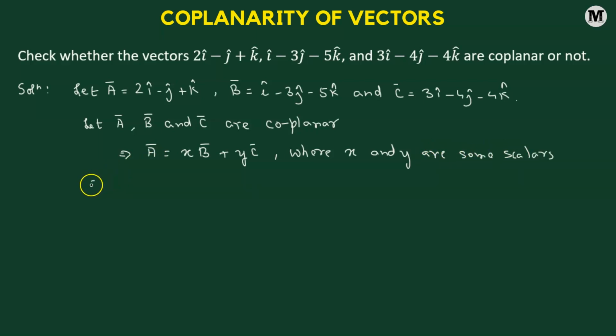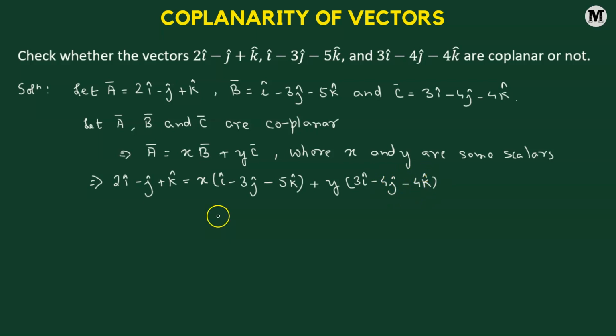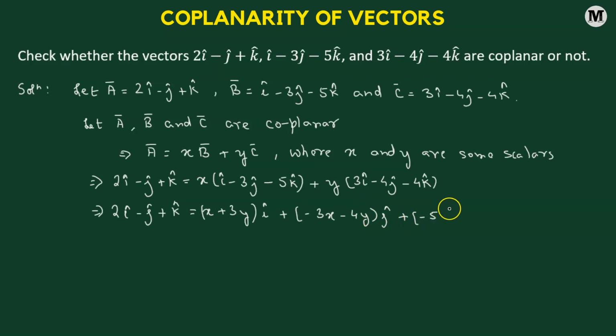Now let's substitute the values of A, B and C. We have 2i cap minus j cap plus k cap equals x times the vector B, which is i cap minus 3j cap minus 5k cap, added to y times the vector 3i cap minus 4j cap minus 4k cap. Now we simplify the right hand side. On the left hand side we keep it as it is, and on the right hand side we have x plus 3y multiplied to i cap, then added to negative 3x minus 4y multiplied to j cap, and then negative 5x minus 4y multiplied to k cap.